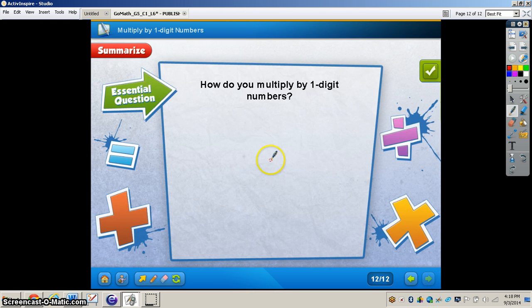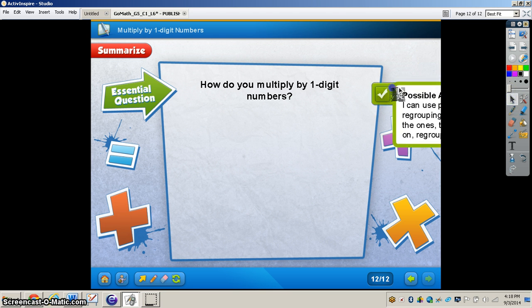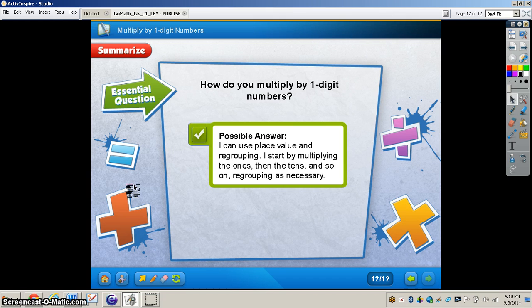Now to conclude the video, we'll take a look at the essential question. How do you multiply 4-digit by 1-digit numbers? And you can see that I can use place value and regrouping. I start by multiplying the 1s, then the 10s, and so on, regrouping as necessary. So this concludes the video on multiplying by 1-digit numbers. If you have any questions about this concept, please come and see me.